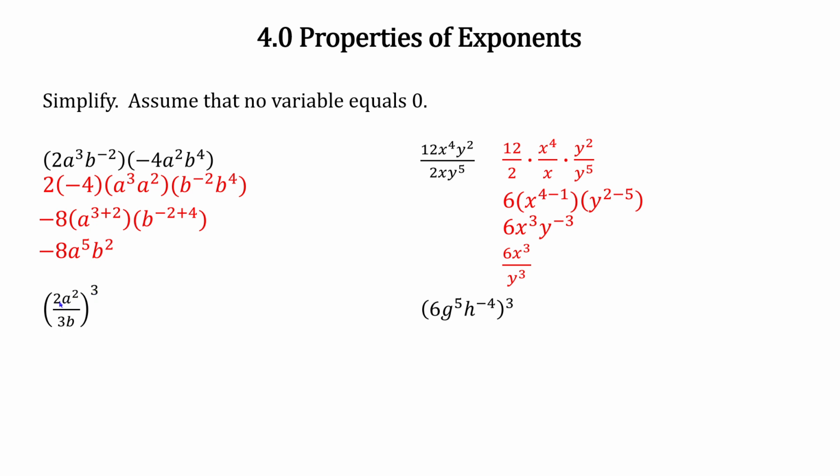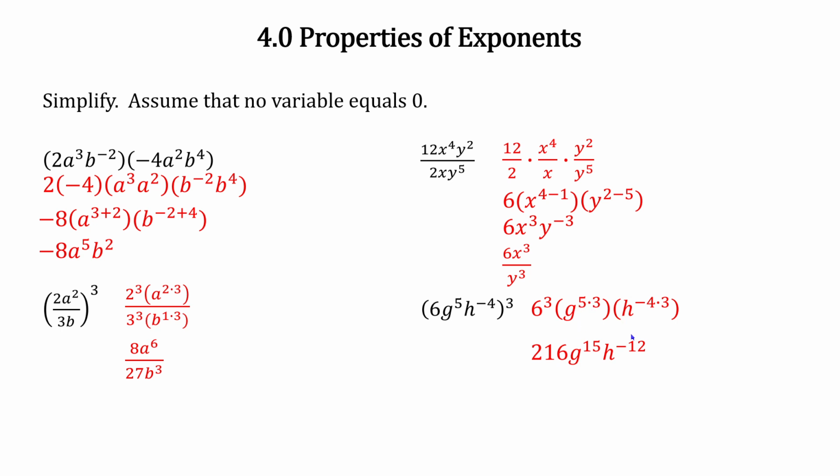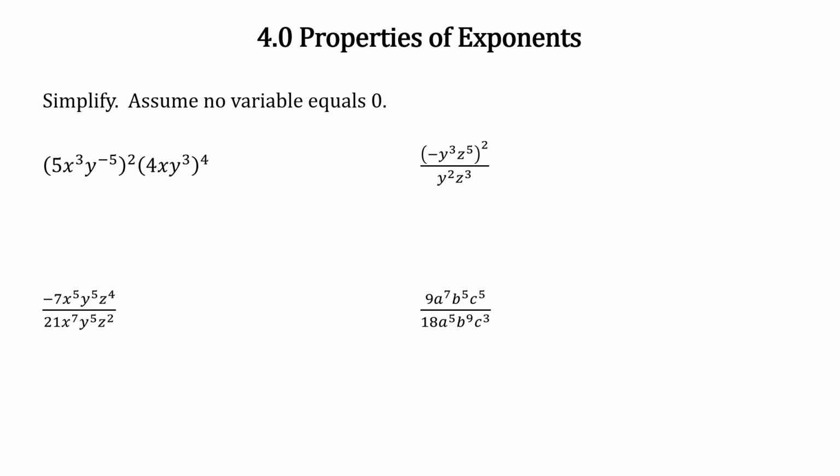Same thing here. This got missed a lot today. The 2 is also to the 3rd power, and the 3 is also to the 3rd power. So we get 8, a to the 6th, 27, b to the 3rd. Same thing here. The 6 has to get the exponent. So 6 to the 3rd is 216. Now we have h to the negative 12, so we move it to the bottom. Okay, these are yours. Pause it here, try to work these out, come back and check your answers.